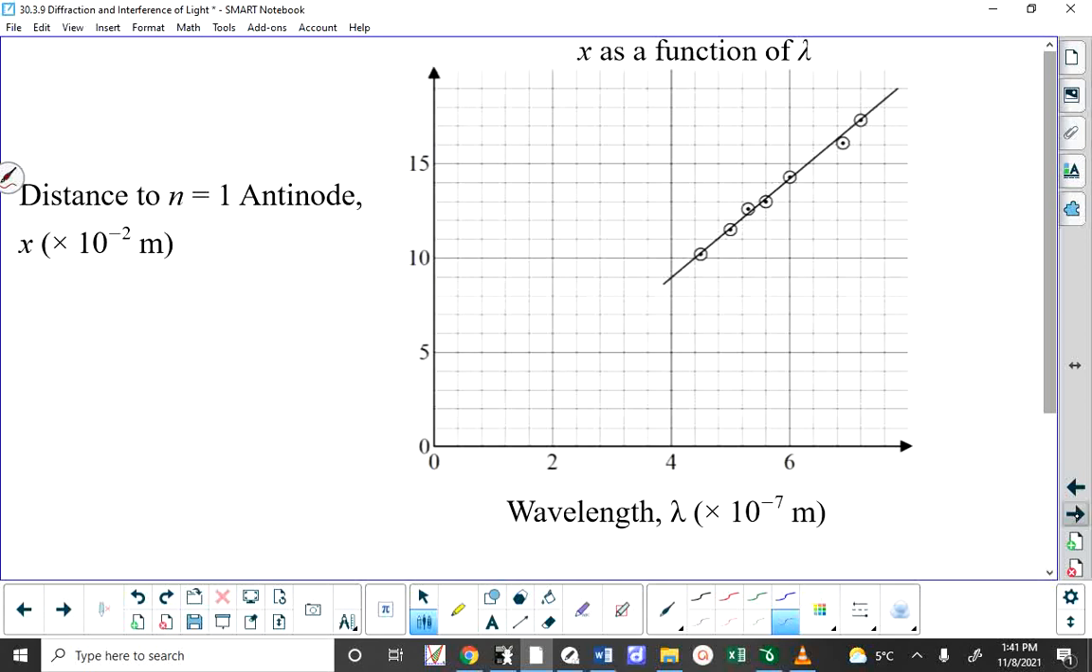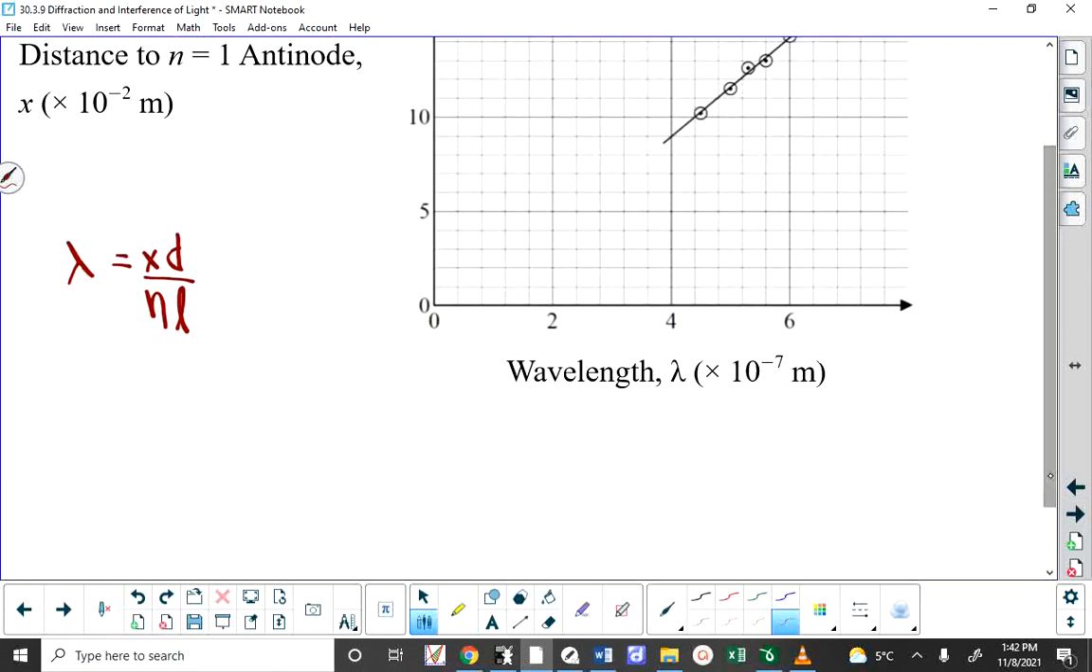So this is awkward. We have lambda equals xd over nl, and we want to rearrange this for the y variable. But the y variable is x. You catch my drift here that this is y even though it's called x? So I need to rearrange this equation for x. X will be equal to lambda NL over D. I'm going to write it instead as X equals NL over D times lambda.